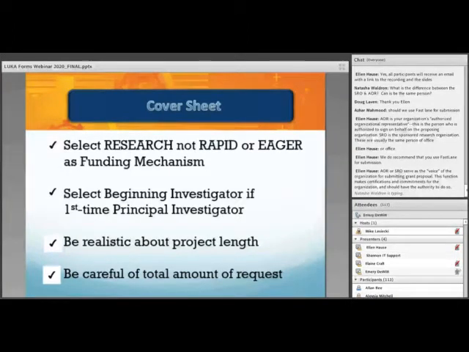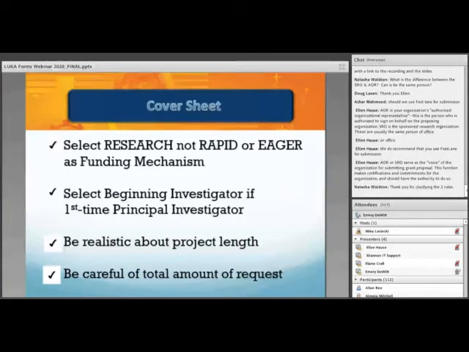Also, new to ATE or any other ATE project should note as the funding mechanism to be research other than rapid or eager. If in doubt, call Mentor Connect, ask your mentor, or call an NSF program officer. Getting your proposal in the right category for review is very important.